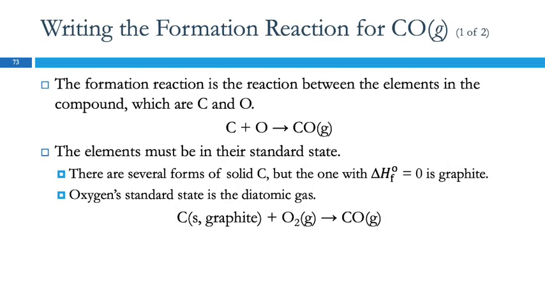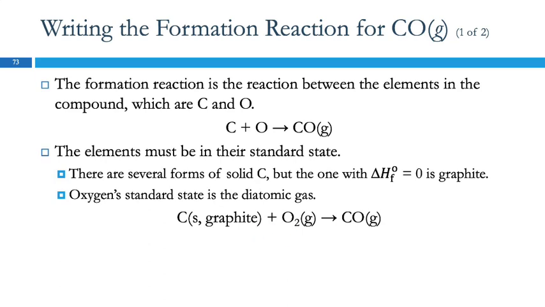So we're going to look at writing the formation reaction for carbon monoxide gas. Carbon monoxide gas has 2 elements in this compound, carbon and oxygen. And so we need to identify their standard states. If we look up carbon, the one with delta H being 0 is graphite. And so this is carbon as a solid in the form of graphite.